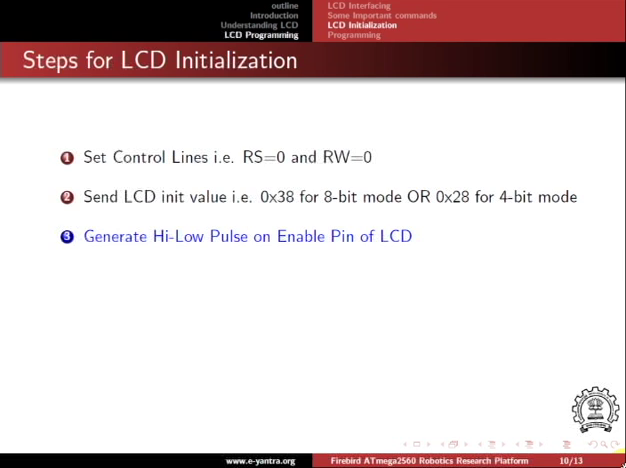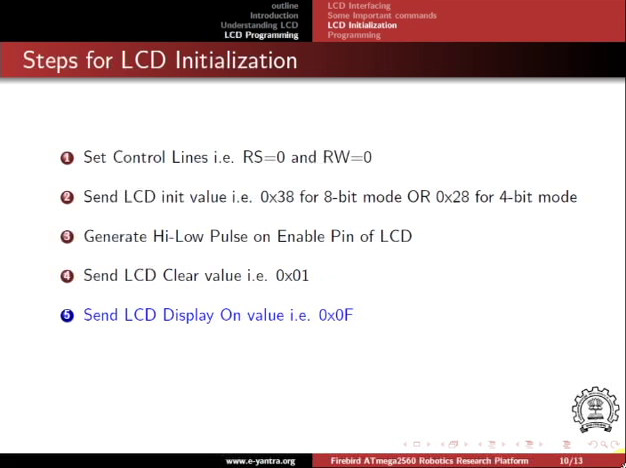After this, we will send some commands which will set the LCD in a default mode. So we will first send a command to clear the display screen. This is desirable because it may be possible that previously the LCD has something on its display, and if we send some new display text, it will overlap with the previous display text, which is unwanted. So by sending a value of 0x01, we are clearing the display of the LCD. Then we make the display on for the LCD in order to see what is being displayed on it.